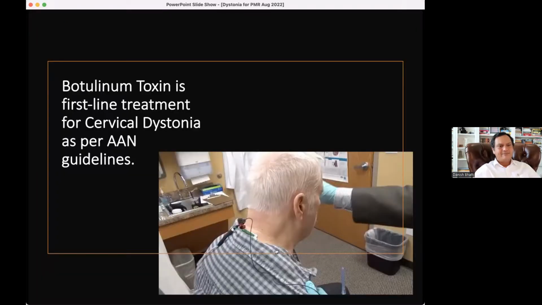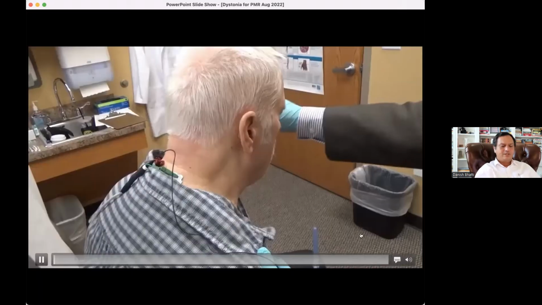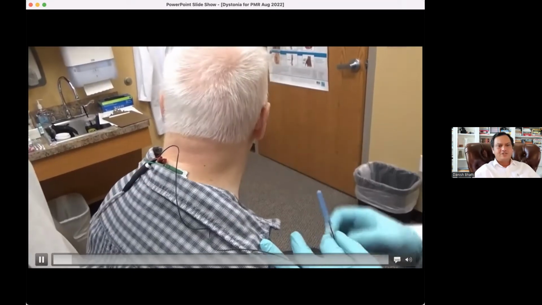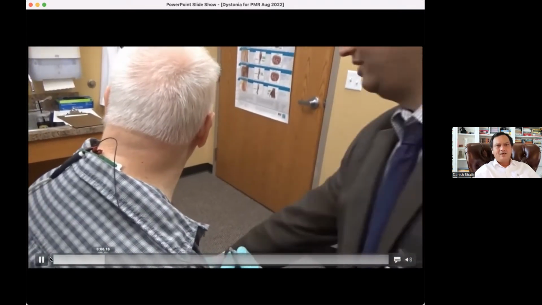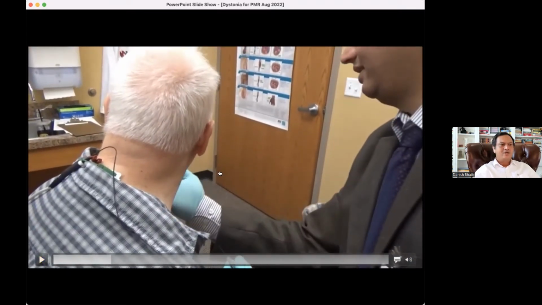Botulinum toxin injections I mentioned. So here's a patient with anterocollis, and I do cervical injections. I use EMG guidance to do muscle injections. I do not use EMG guidance for subcutaneous or gland injections, but for muscle injections, I always use EMG guidance, even for jaw injections, just because it gives you more accuracy of being right in the muscles.